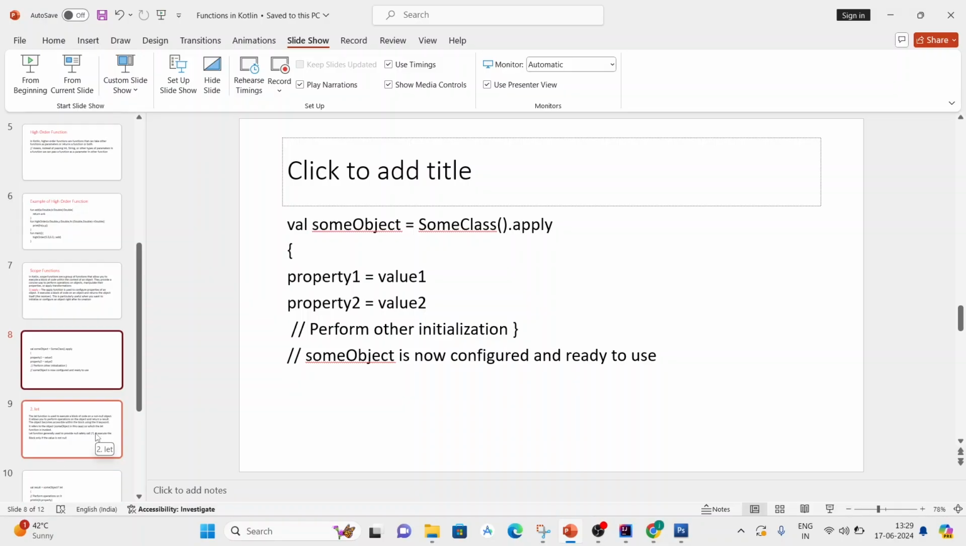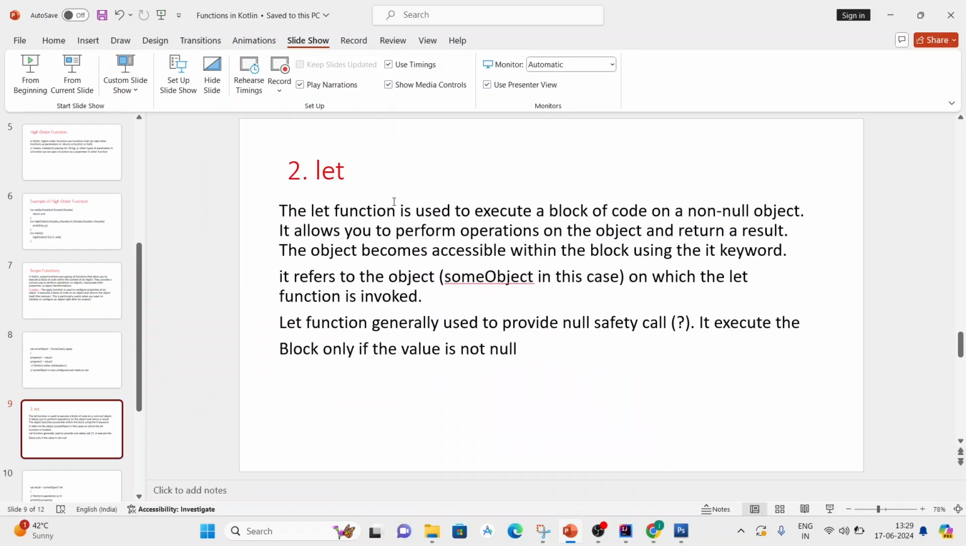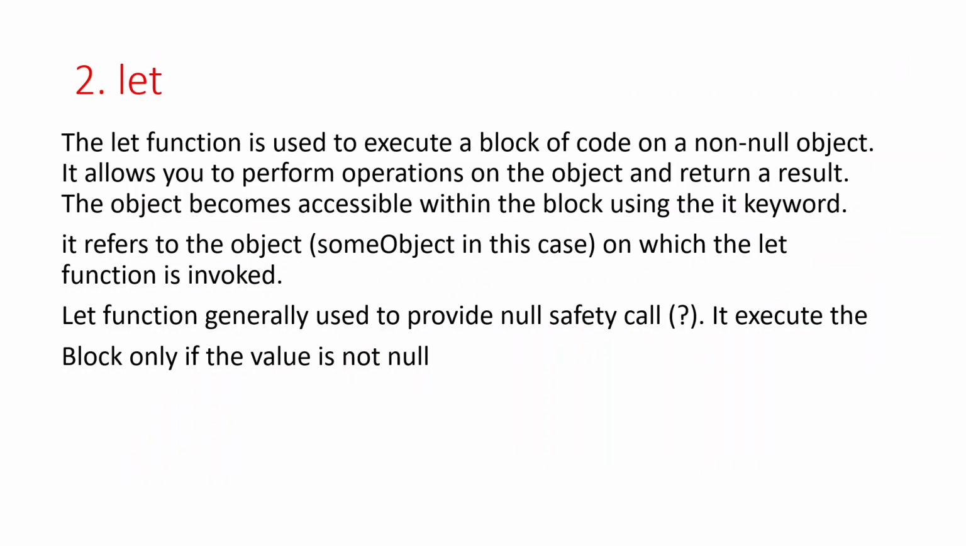Now let's talk about the second scope function, which is let. The let function is used to execute a block of code on a non-null object. It allows you to perform operations on the object and return a result. The object becomes accessible within the block using the it keyword. It refers to the object, some object in this case, on which the let function is invoked. Let function is generally used to provide null safety. It executes the block only if the value is not null.